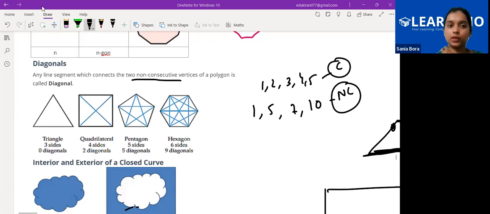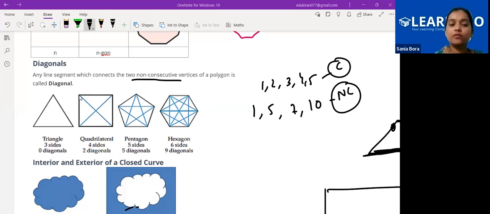Okay, so who will tell me? Ibrahim, you tell me what are consecutive. Consecutive means two vertices side by side, like one and two, one after another. Okay, one after another. And non-consecutive? Aleph, you tell me what are non-consecutive. One not after another. Yes, not after another.